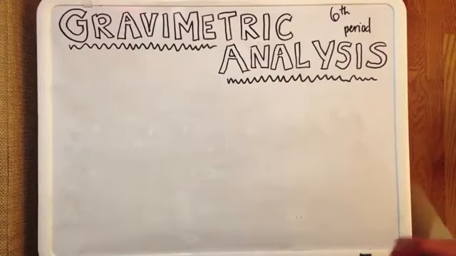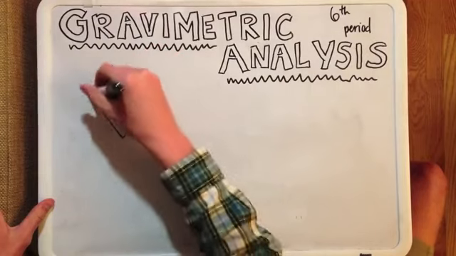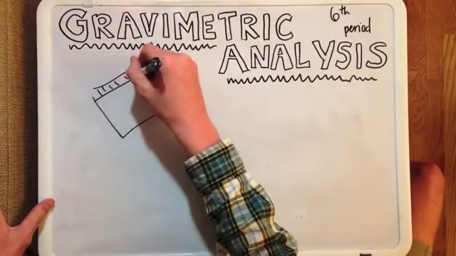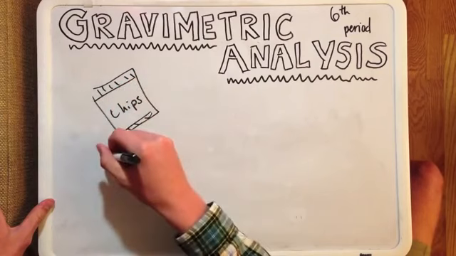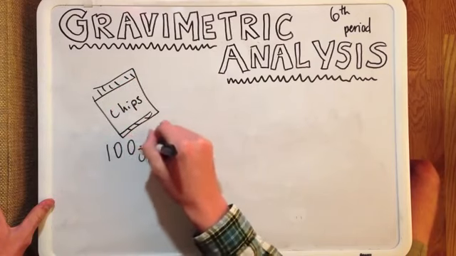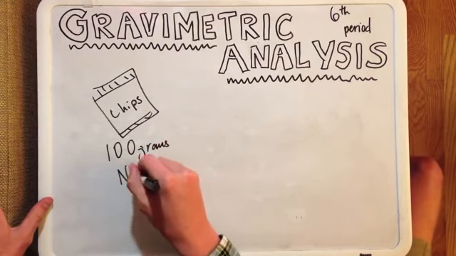Hey guys, buckle up. This is going to be crazy, but this is gravimetric analysis. I'm going to be introducing it in a conceptual way. Now, imagine chips, a 100-gram bag of chips. And I'm curious, how much salt is in these chips?